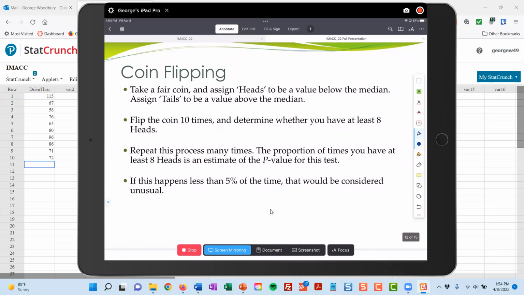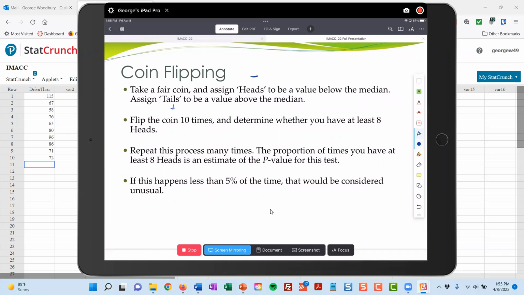And again, I would do this once by hand and then a second time with StatCrunch. You take a coin, you assume it's fair, and we'll let heads represent the ones that are below the median and tails will be the ones above. The heads are always the ones that you want to count. For a left tail test, you want to count the minus signs. For a right tail test, you want to count the positive signs.